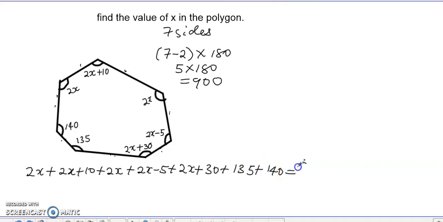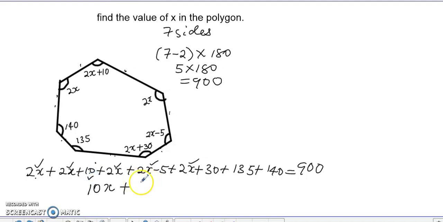That gives us 900. Now I'm going to pick the x one after the other. This one gives us 2x plus 2. Let me add it together. We have 2x plus 2x, that's 4x, plus 2x, that's 6x, plus 2x, that's 8x, plus 2x, that gives us 10x. So we have 10x plus, now we have 10.